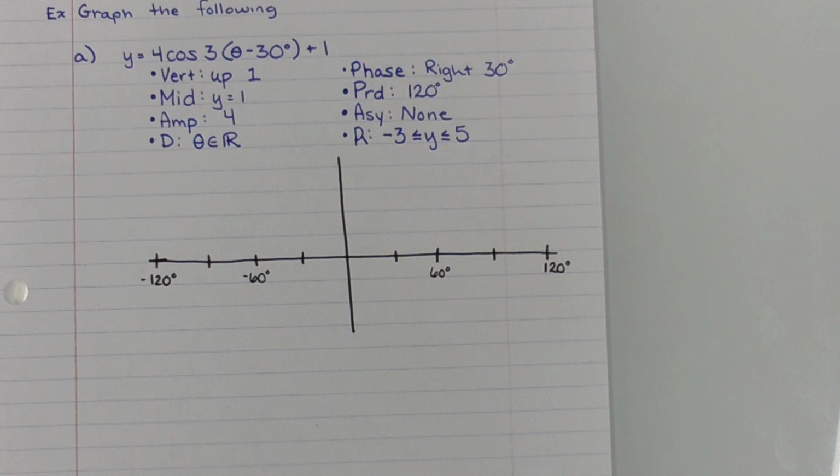Double the amplitude, or the number in front if it doesn't have amplitude, above and below the midline. Amplitude's 4. Double it, I get 8. 8 above 1 is 9. So I want to go up to at least 9. 8 below 1 is negative 7. So I at least want to get to negative 7 on my graph.